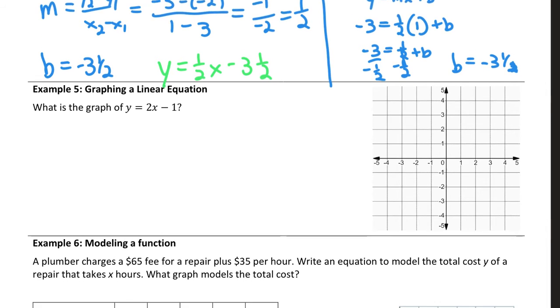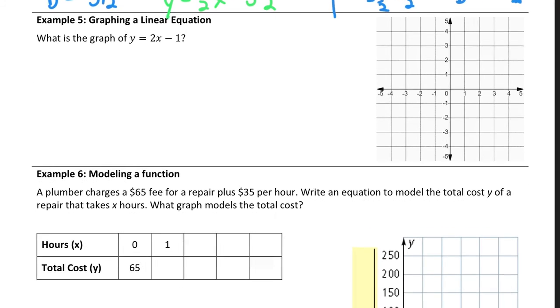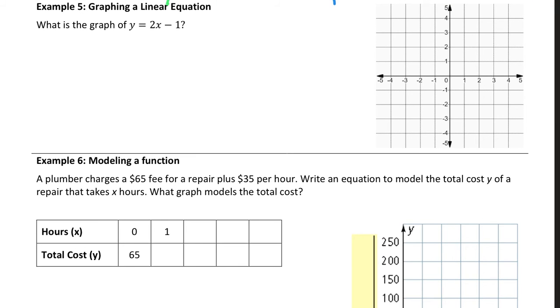Example 5. Graphing. I think graphing is just a little bit easier. It's about identifying, like we did in the earlier examples, the slope and the y-intercept. I always graph the y-intercept first. It crosses the y-axis at -1, so I'm going to draw a point at -1. And then I'm going to count my slope. Counting a slope of 2 means I go up 2, right 1 from my y-intercept. Up 2, right 1 will put me here.